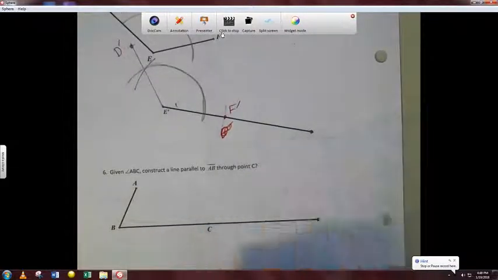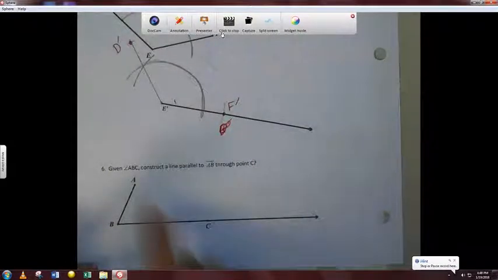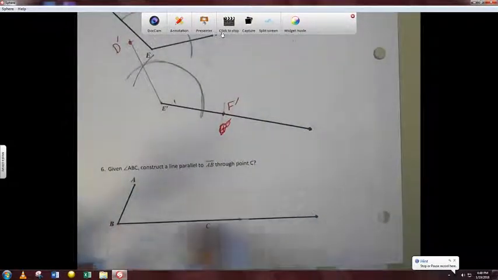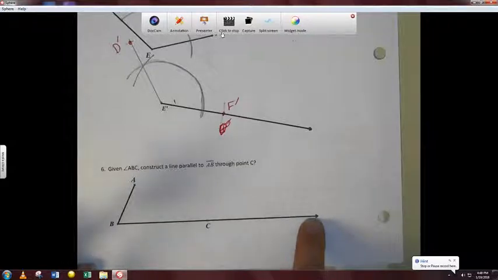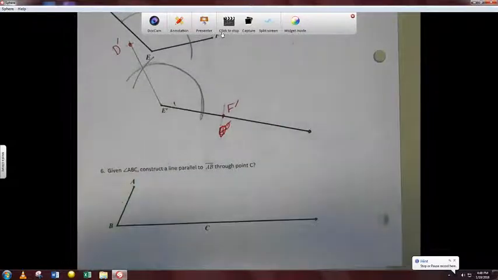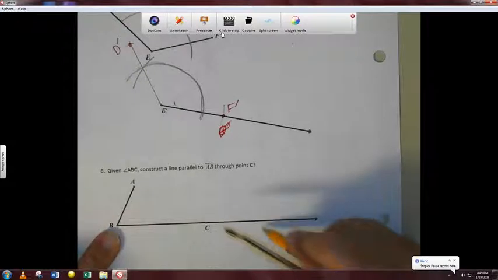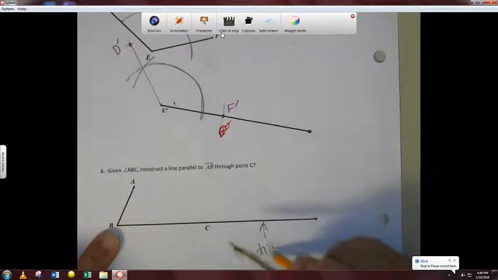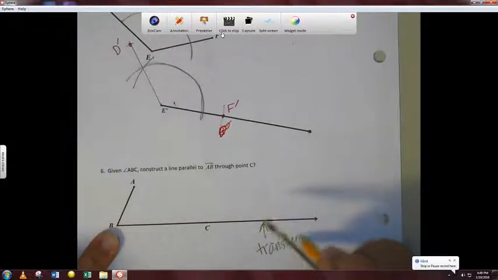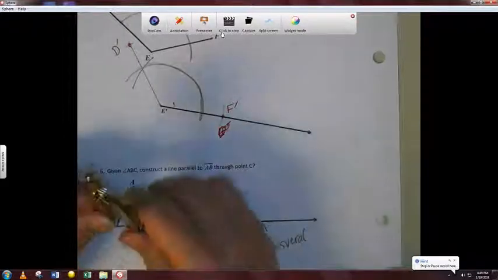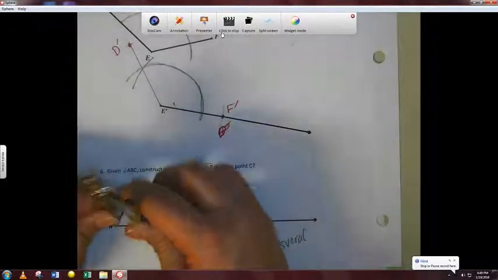Last, we're going to construct a parallel line. Now, my preferred method for this one would be an angle copy method. So here's point C. I need to be parallel to this line. They've actually already drawn a transversal for me that I can use. So when we do this, you make sure that you keep your compass point on your transversal. So we just do an angle copy.